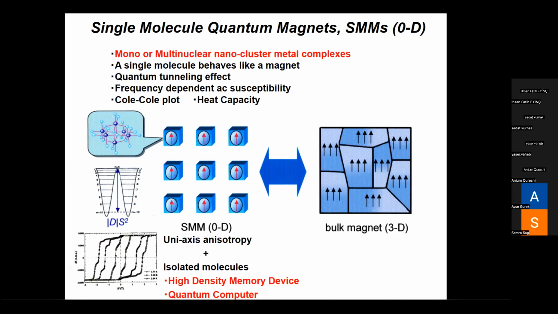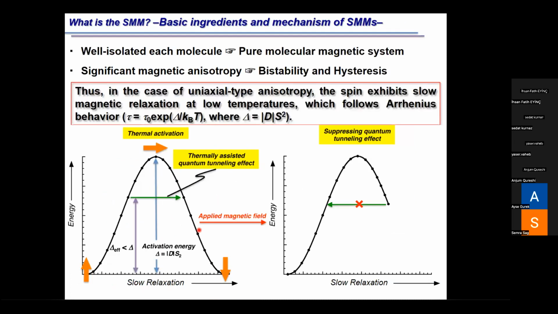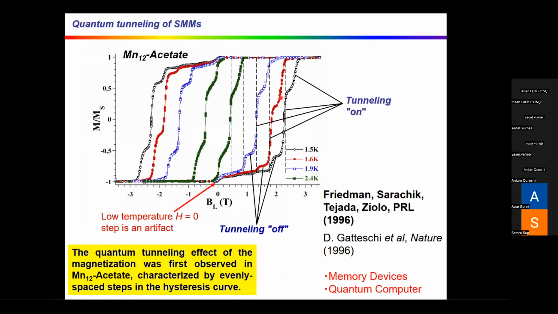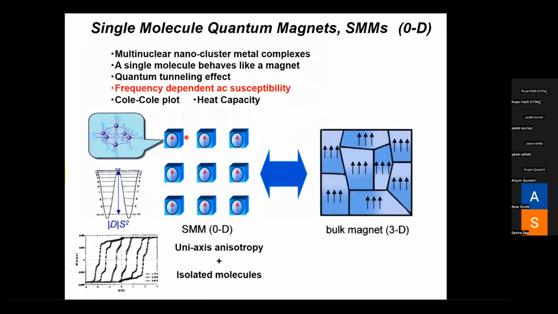We use this single molecule magnet. This is another view. Below the working temperature, spin up or spin down freezes, and this is thermal relaxation, and the quantum noise is the same. So quantum tunneling occurs. You can see this thermal relaxation as a hysteresis, and you can see the step. This is quantum tunneling. So this is available for memory devices and the quantum computer, and also frequency dependency in AC susceptibility.